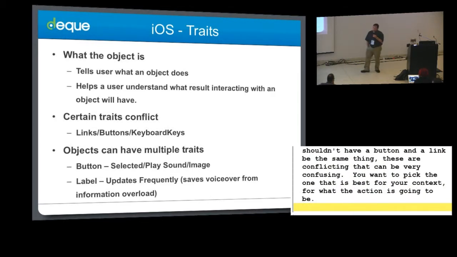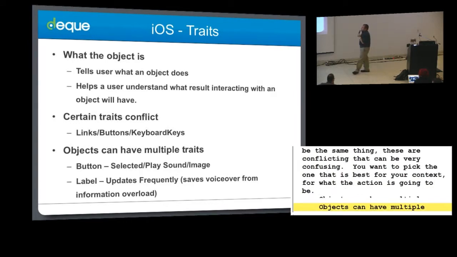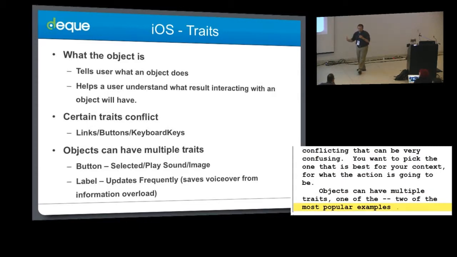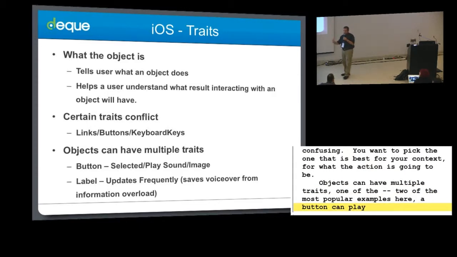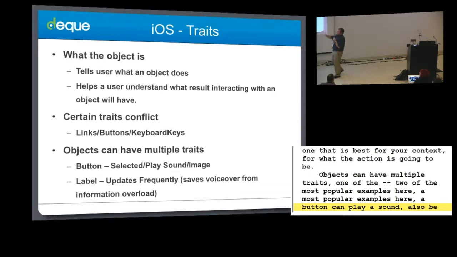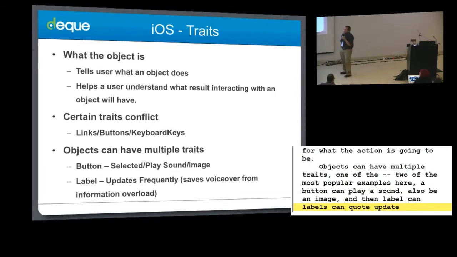Objects can have multiple traits. Two of the most popular examples here: a button can play a sound, display, or be an image. And then labels can update frequently. And what this means is one of the examples.